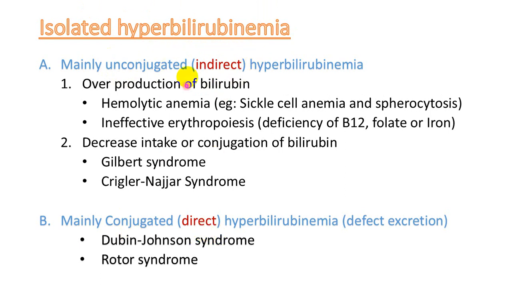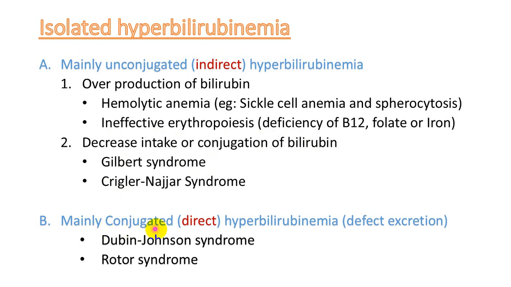If it is the unconjugated process, the defect in bilirubin handling happens before the liver. So it is either overproduction of bilirubin, such as occurs in hemolytic anemia or ineffective erythropoiesis, or there is a defect in the intake of bilirubin by hepatocytes, or a defect with conjugation of bilirubin by the enzyme responsible for the conjugation, UDPG. So it's usually an inherited process, either Gilbert syndrome or Crigler-Najjar syndrome.